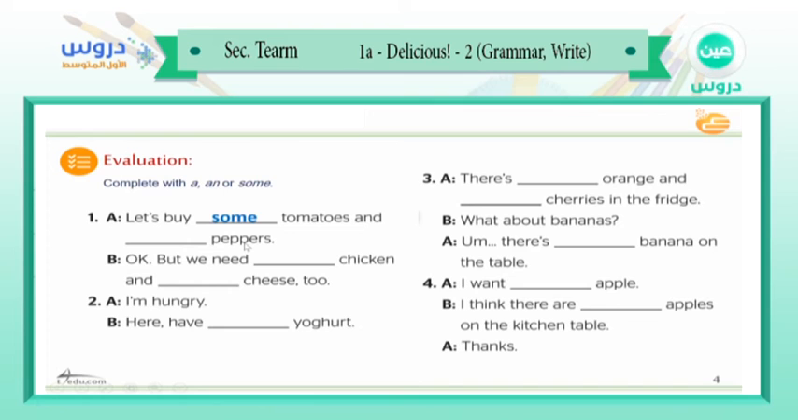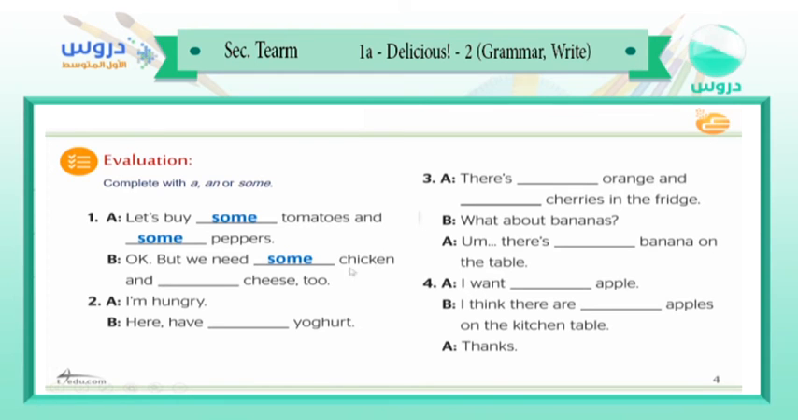peppers. Countable, plural, peppers. Plural noun. The same. Some peppers. B. Okay, but we need chicken. What do you think about this one? Some chicken, exactly, some chicken, okay? Because we are cooking, we want to make dinner or lunch or something, and I want chicken meat.